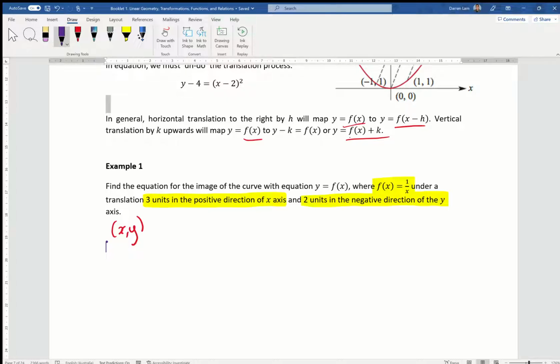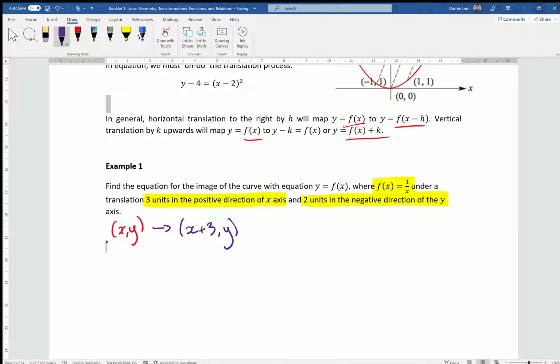X, right? Because it's in the x direction. And we're adding 3, aren't we? So that becomes, and we write maps to, x plus 3, comma, y. We've translated 3 units to the right. We're not applying the function yet, we're just looking at the coordinates.